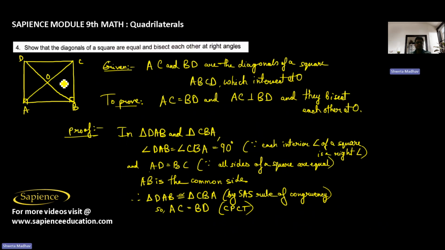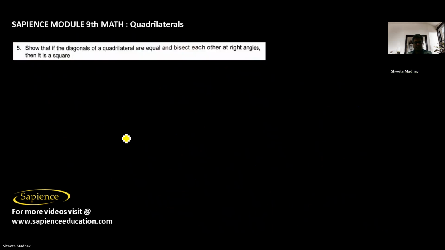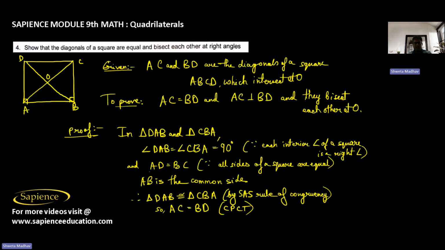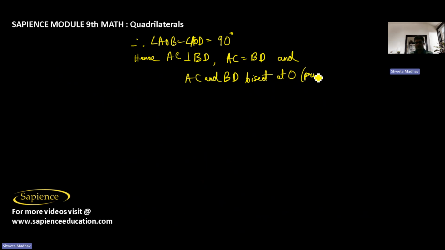So hence these diagonals are equal, we have shown, and they bisect each other at the point O, that also we have shown. And they bisect each other at right angles, that also we have shown. So hence AC is perpendicular to BD and AC is equal to BD, and also AC and BD bisect at the point.